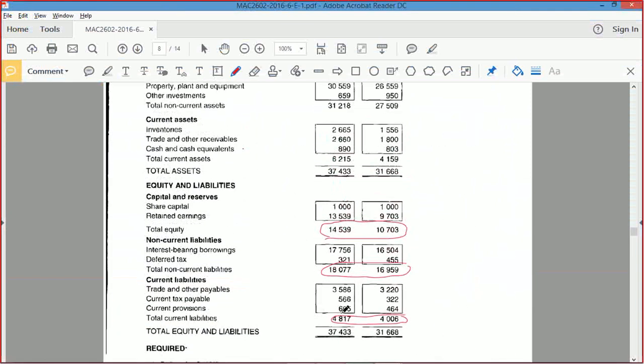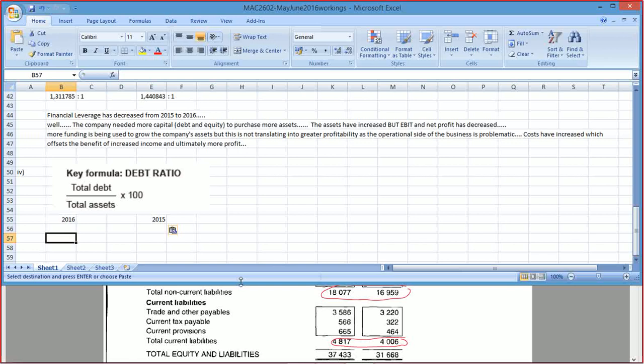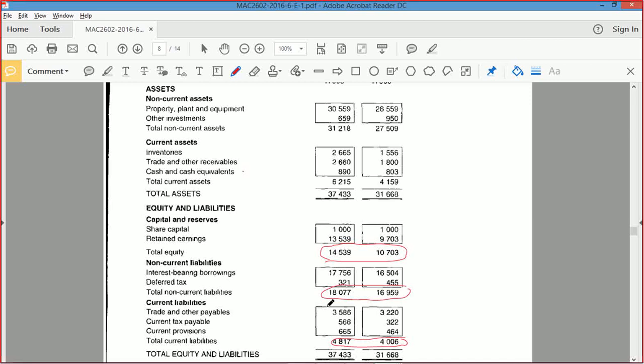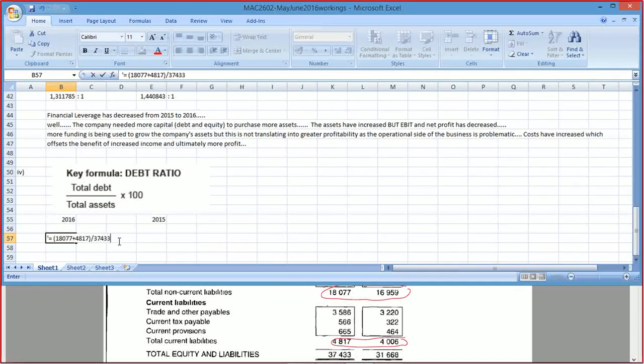Two years again. Let's go to the question. Here you're going to have to do a calculation for the total debt. For 2016, you're going to have to add the current plus the non-current. So total non-current liabilities 18077 plus total current liabilities 4817, close brackets. Divide by total assets, which were 37433, times 100. 61.15. That's the debt ratio for 2016.